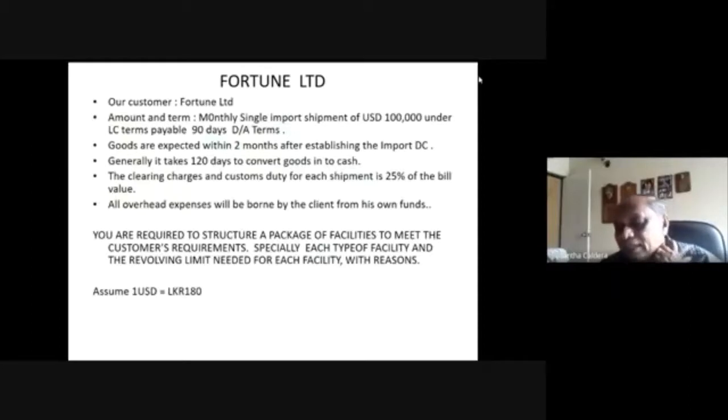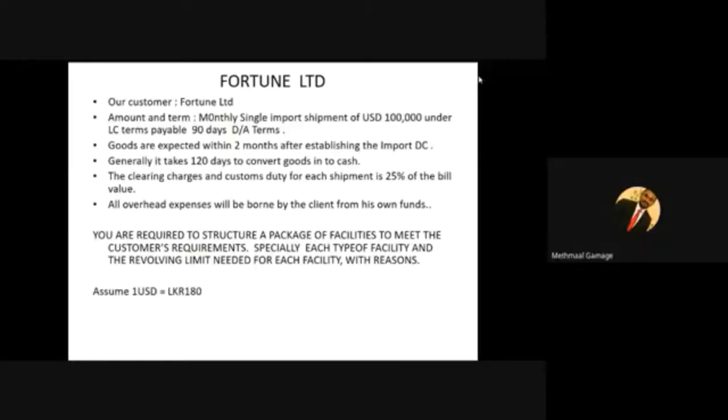So if the bill has to be settled, if this is a site LC, then the short-term loans are US dollars 100,000 into how many times? 4. Very good. 4 times.